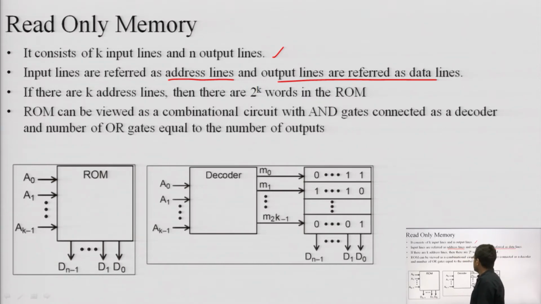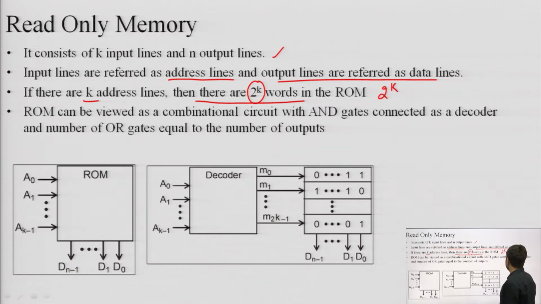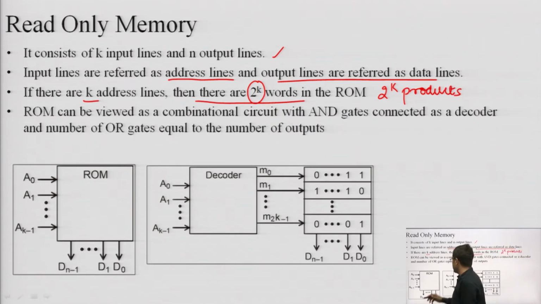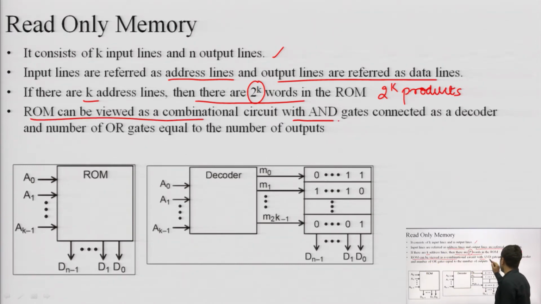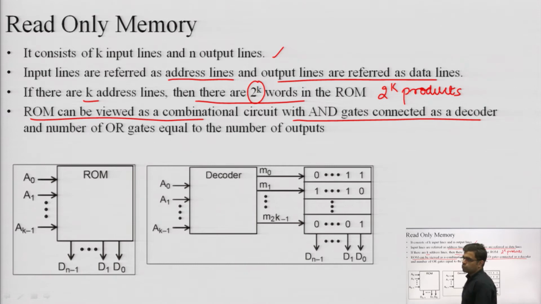So if there are k address lines, there are 2 raised to power k words, or these 2 raised to power k words can also be termed as 2 raised to power k products. And these products are generated by a decoder. It is mentioned here, ROM can be viewed as a combinational circuit with AND gates connected as a decoder. Whenever we are designing any combinational circuit, we basically need NOT, AND, OR. These are the 3 basic gates by which we can design any simple or complex circuit.